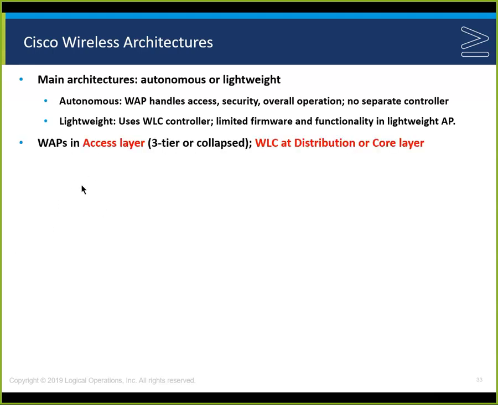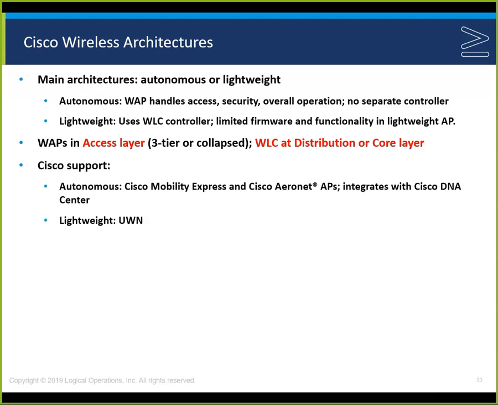Wireless access points are in an access layer, in a 3-tier or collapsed design. The wireless LAN controller is going to be at the distribution or the core layer. So the access points themselves are where we connect and where we get the information from, and the "intelligence" is going to be someplace else. The wireless LAN controller is at the distribution layer or at the core layer.